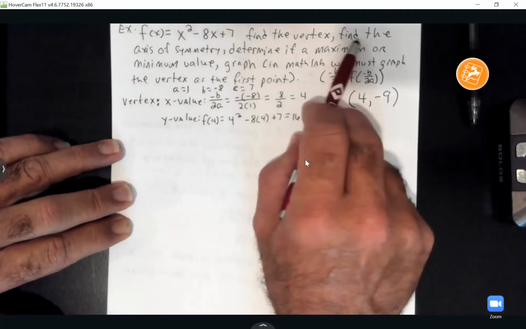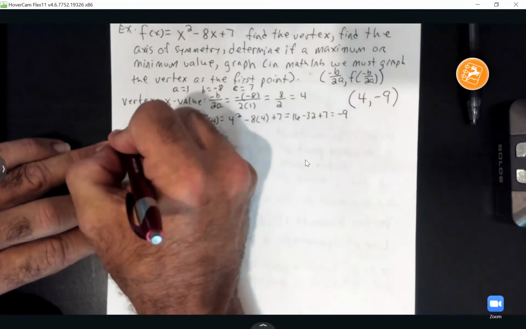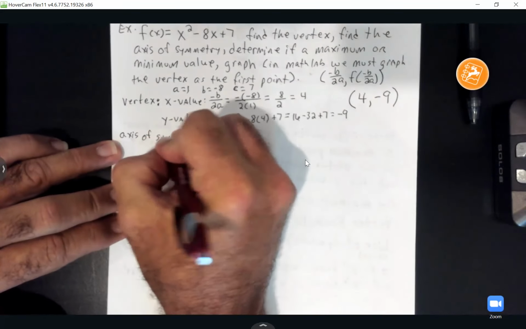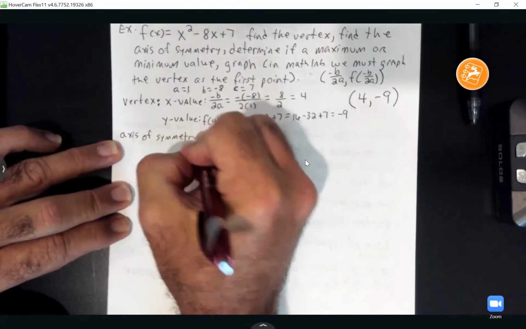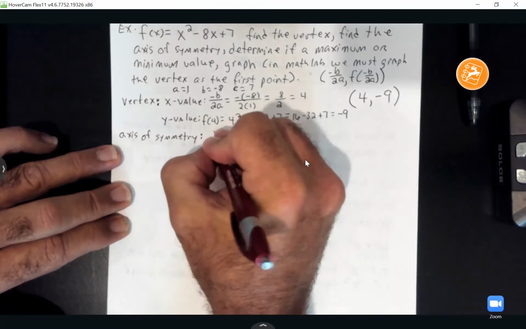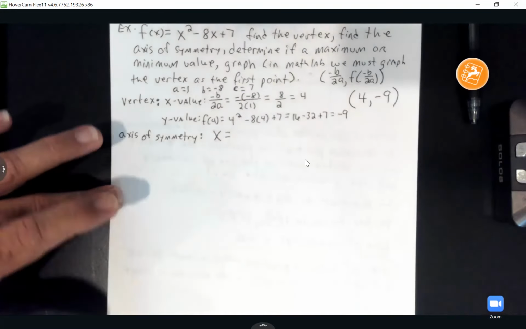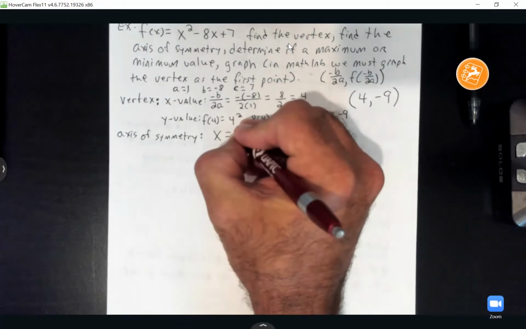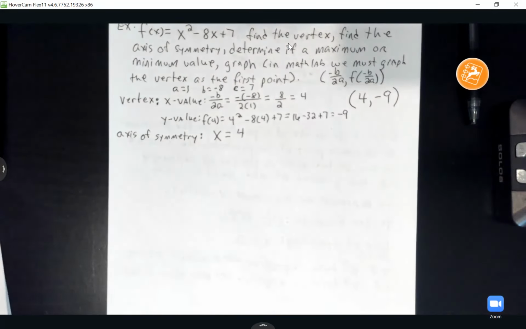So then they say, hey, what's your axis of symmetry? Well, remember, the axis of symmetry is going to be an equation, and it's going to be x equals. So y'all, what would y'all put there? X equals what? 4. 4, there you go. Because remember, it's always going to be that x value.